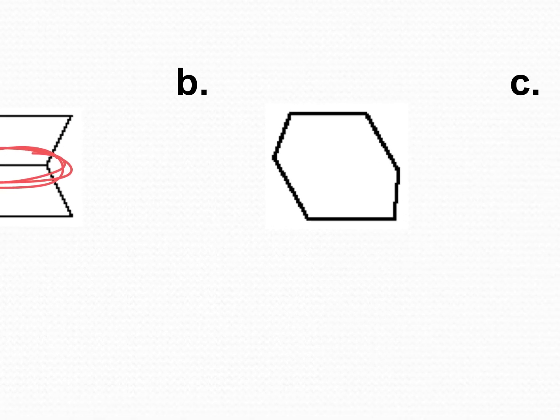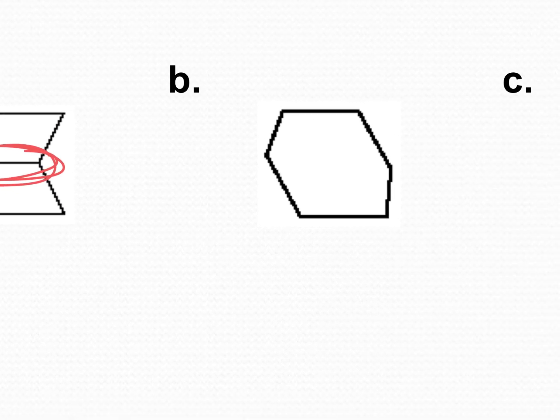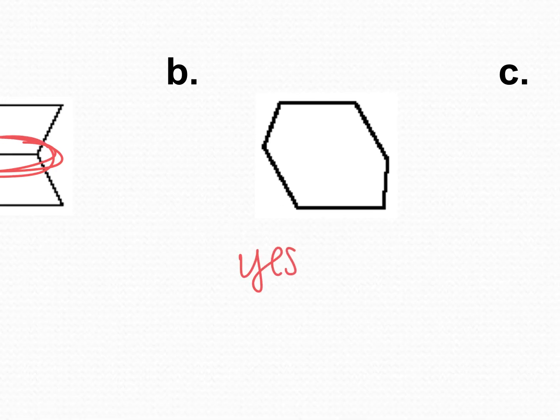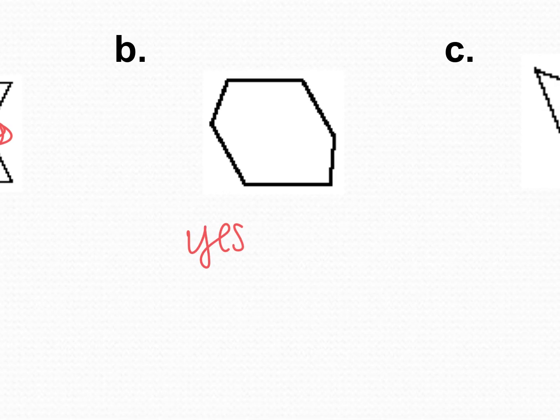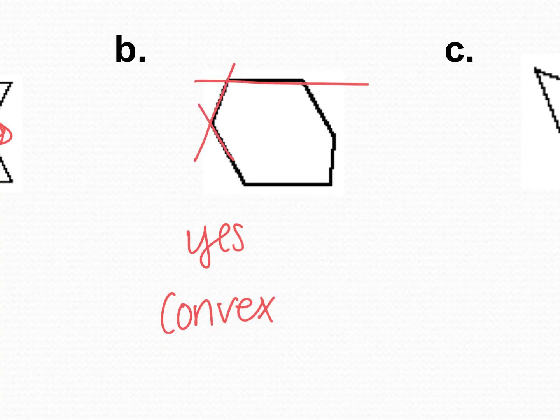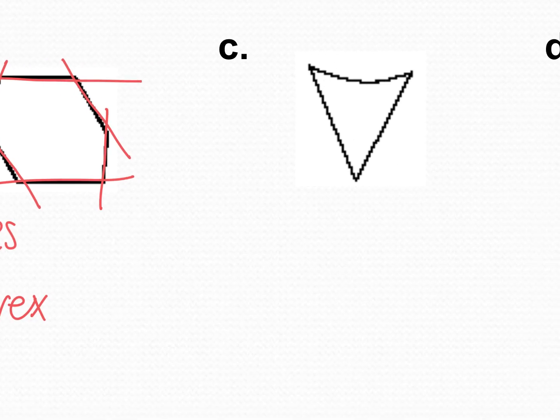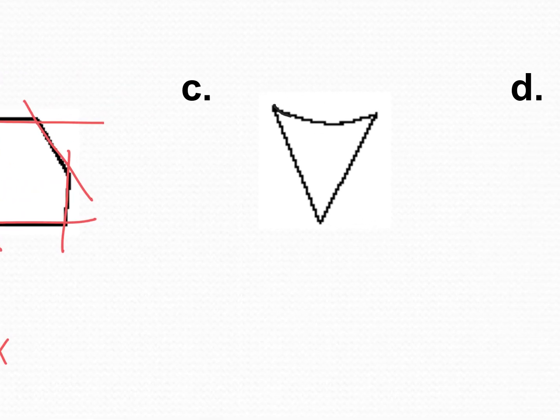All right, looking at B, is this a polygon? Yes. All we have to state is, is it concave or convex? Convex. Good, convex. Again, if you were to draw those lines, it does not cave in. So it's convex.